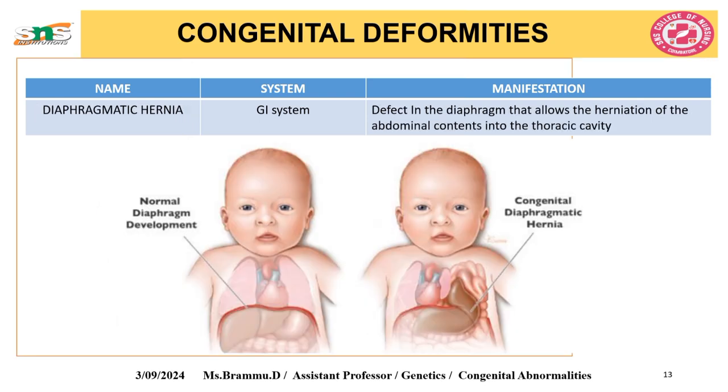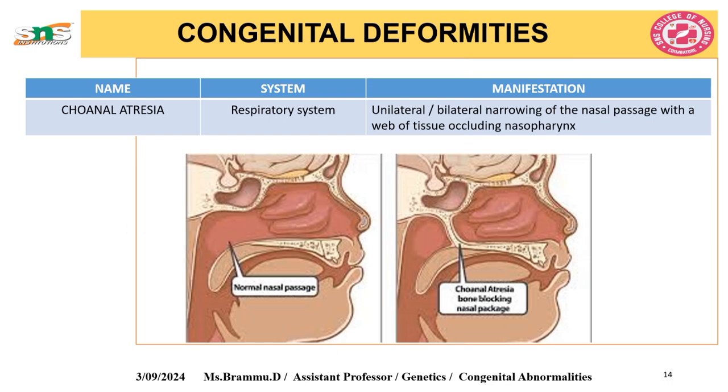The next important congenital deformity is diaphragmatic hernia. So hernia is nothing but outpouching of a particular organ into a cavity. So here this causes diaphragmatic hernia, which is a defect in the diaphragm that allows the herniation of the abdominal contents into the thoracic cavity. So what happens when the abdominal contents are going into the thoracic cavity? Definitely there will be disturbances in the GI as well as respiratory problems and cardiac problems. So congenitally the child will be having associated defects as well in those conditions.